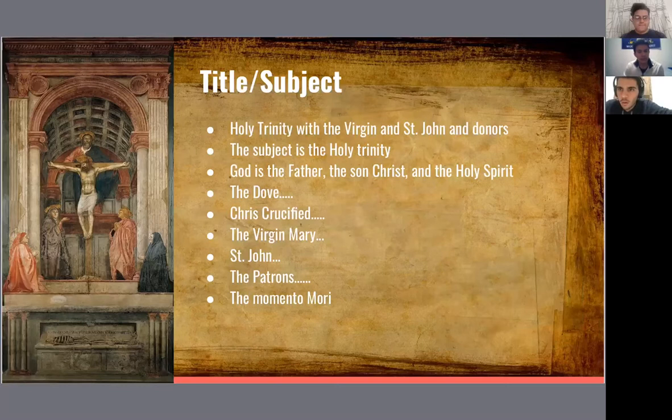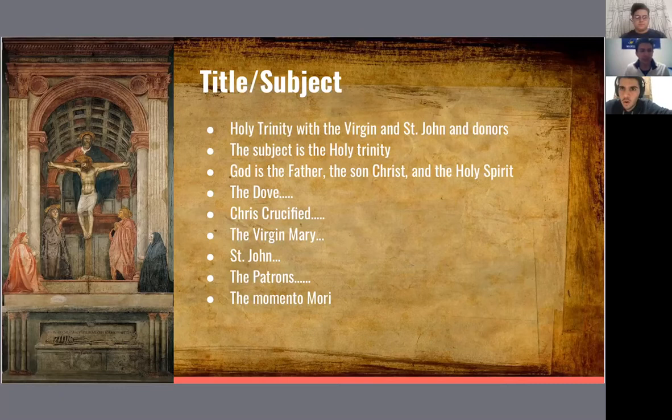The title and subject is obviously the Holy Trinity with the Virgin and Saint John and the donors. We have the Holy Trinity: God as the Father, the Son of Christ, and the Holy Spirit. We have the dove, Christ crucified, the Virgin Mary, Saint John, and the patrons. The patrons are on the outskirts of the painting, facing up at Christ, obviously in prayer.